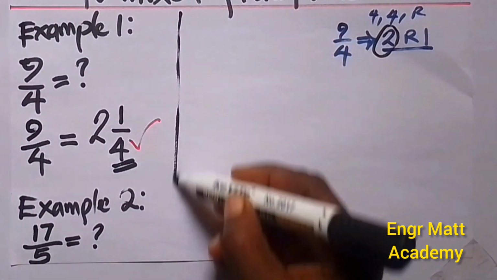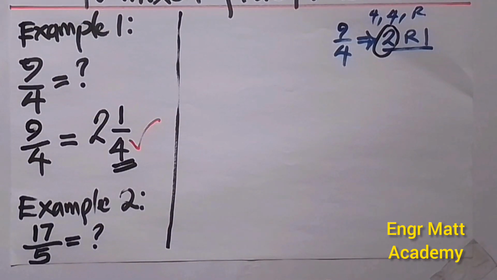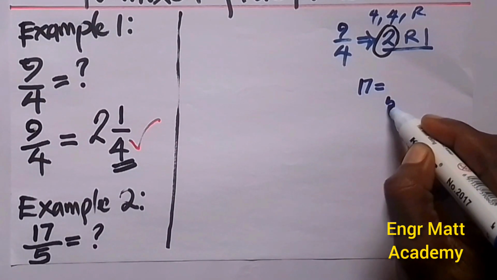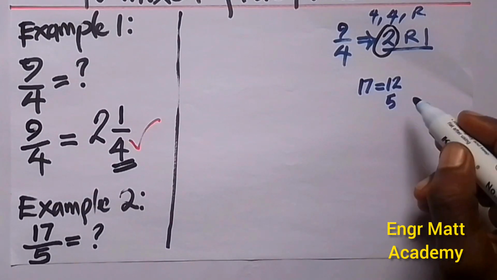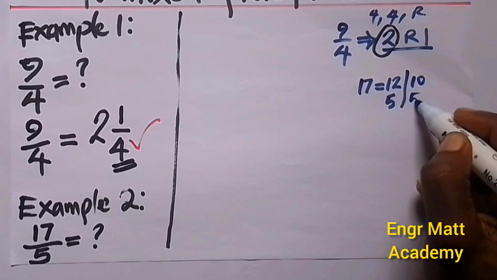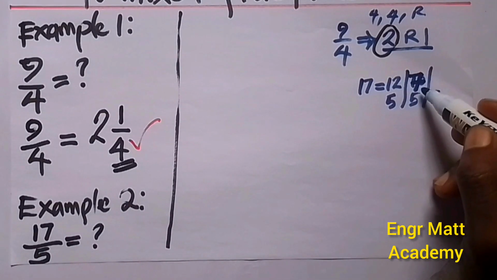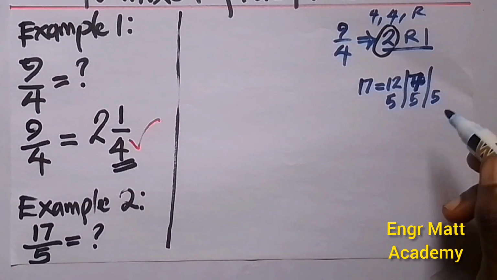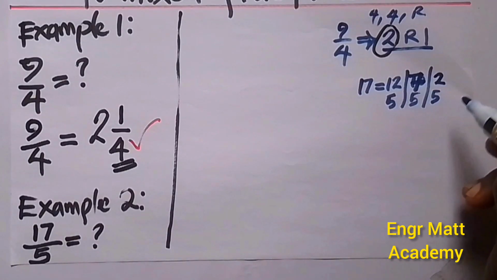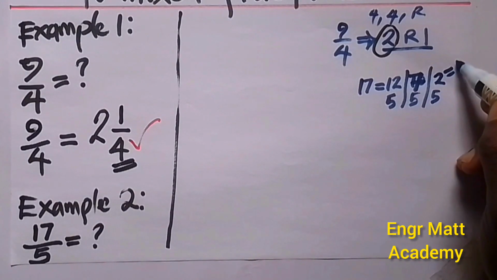How do we go? The same procedure, just like example 1. We divide the numerator by the denominator. If I take 5 from 17, I will have 12 left. Sorry, if I take 5 from 12, I have 7 left. Now if I take another 5 from 7, I will have 2 left. So 2 becomes the remainder.